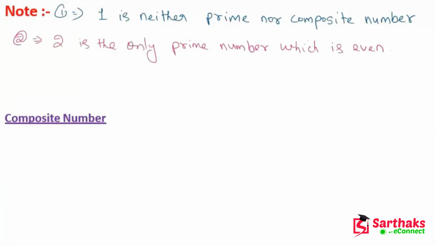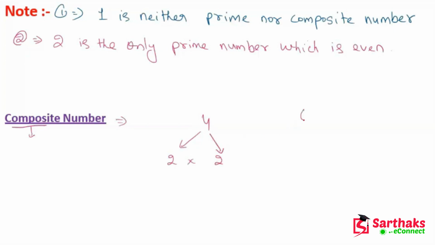So now composite numbers. What is a composite number? My dear friends, all the natural numbers that have more than two different factors are called composite numbers. The word composite means numbers composed of two or more numbers. For example, 4 is made up of 2 into 2, so this is a composite number. I hope you get this point.